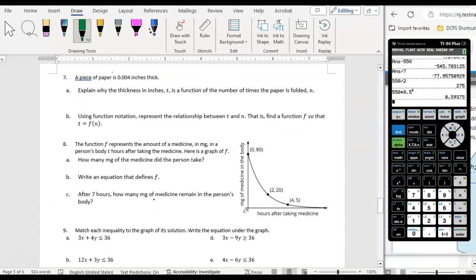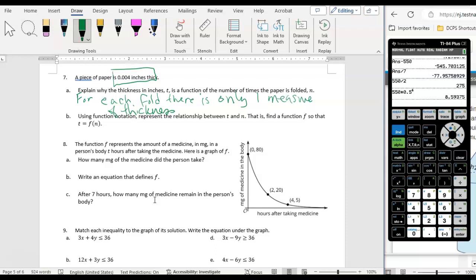All right, a piece of paper is 0.004 inches thick. It's very thin. Explain why the thickness in inches t is a function of the number of times the paper is folded. And that's because for each fold, there is only one measure of thickness. So as an example, if I fold the paper one time, it's going to be 0.008. It's not going to be another level of thickness. It's going to be the same amount regardless. If I fold it 2 times, right, it's going to be double that.